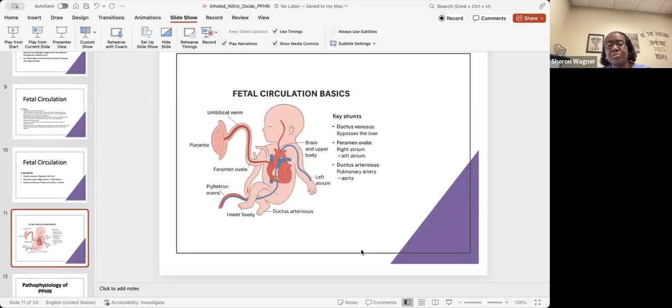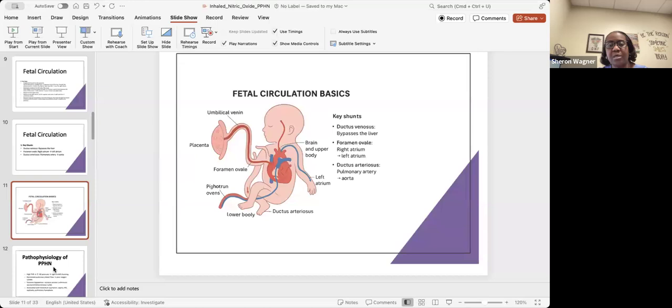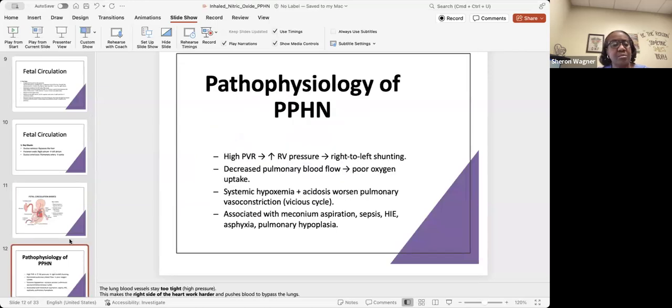So just a little bit of a diagram here to show you the basics of fetal circulation. And as you can see, the placenta is here. Everything is going to the body, into the arteries and veins inside, and bypasses most of the things that may cause improper breathing.